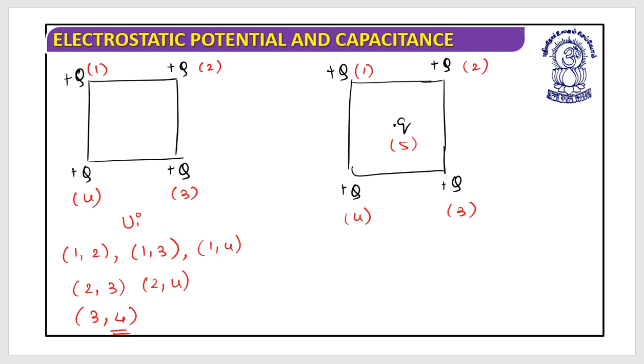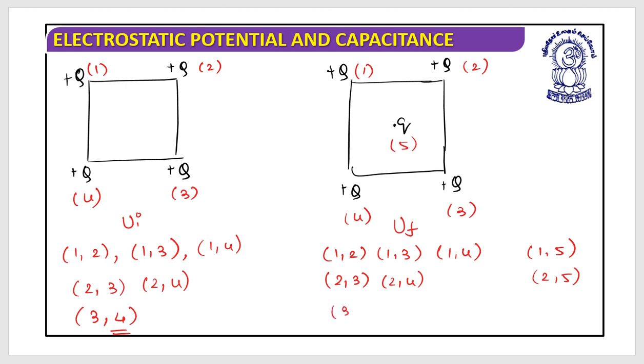It's UI. Now let's write down the pairs of the UF, the final potential energy. It is 1 comma 2, 1 comma 3, 1 comma 4, and 1 comma 5. Then 2 comma 3, 2 comma 4, and 2 comma 5. Then 3 comma 4 and 3 comma 5, and 4 comma 5. I hope it is clear. Now what you need to do?